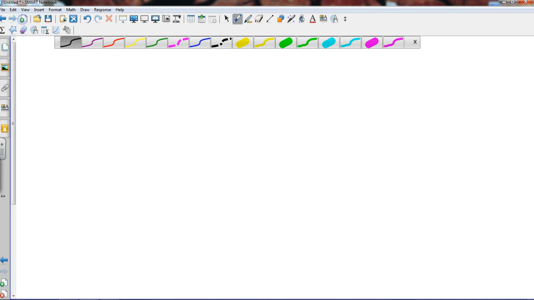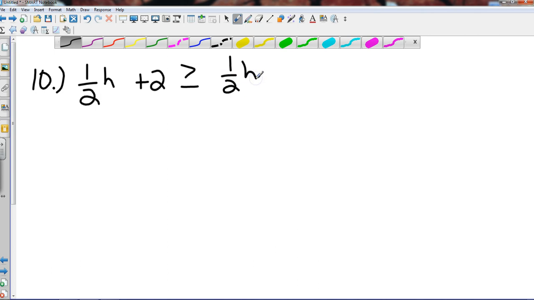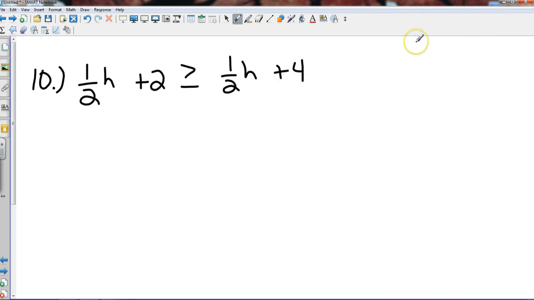All right, now, number 10. There's our friend, the fraction, again. Let's go ahead and do the distributive property on the right-hand side, just to save time a little bit. What's 1 half times h? 1 half h. And 1 half times 8? Positive 4.